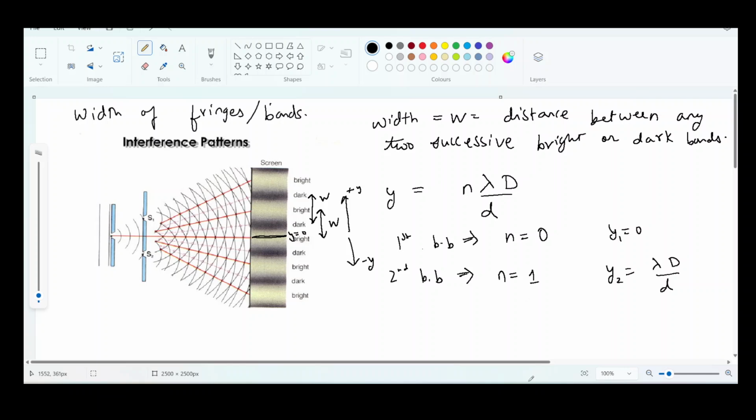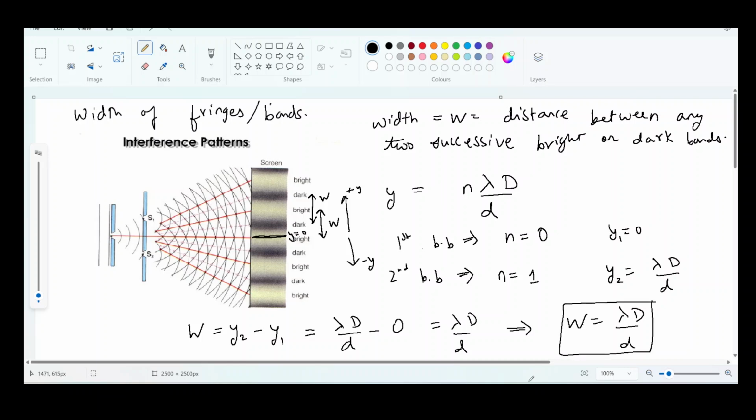Now the difference between the consecutive bright bands is nothing but y2 minus y1. W is equal to y2 minus y1. From here to here is y2 minus y1. So y2 minus y1 is nothing but lambda D by d minus 0, which is lambda D by d. So this gives me the width as lambda D by d. So this is the width of the fringes.